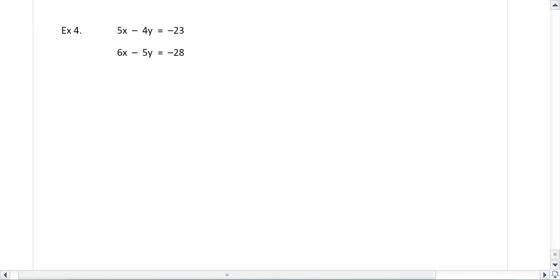All right, this last example is a little more challenging. As we investigate the possible ways to make the elimination happen, I look at the x's, and the common multiple for 5 and 6 would be 30, so I'd have to have a 30x and a 30x, and one of them would have to be negative. Planning ahead and investigating the y's, a common multiple for 4 and 5 would be 20, so I could have a 20y and a 20y, and one of those y's would have to be negative. So you can choose to make either adjustment you'd like, but either way, there's a little more math involved here.